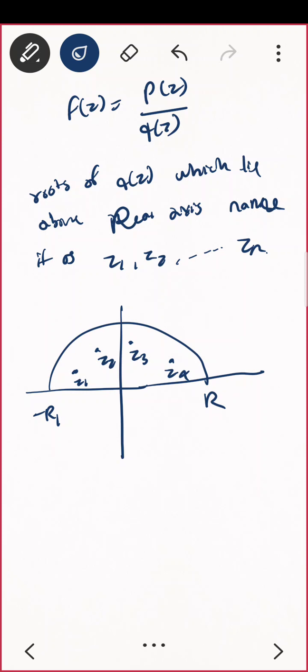So let us define a closed contour. What contour? It will be a contour, this one, minus r to r, including this thing. This is a contour which is having z1, z2 up to zn singularities for me, correct?